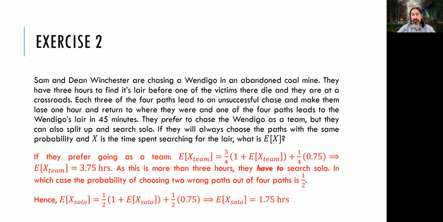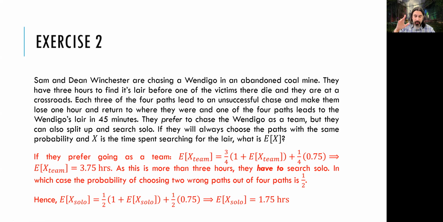Now this is greater than 3 hours, which means that they have to search solo. They will have to split up. So if they split up, there are 4 paths and there are 2 of them, so they will choose 2 different paths. There are 6 different ways of doing this. If you call the paths A, B, C, D, it's AB, AC, AD, BC, BD, and CD. 6 different path pairs to choose from.